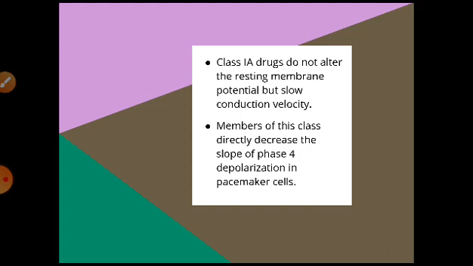Class 1A drugs do not alter the resting membrane potential but slow conduction velocity. So here a little more clear information is given that these drugs are not changing the resting membrane potential, right? But they slow down the conduction velocity. Members of this class directly decrease the slope of phase 4 depolarization in pacemaker cells. Right, so this point is directly indicating the slowing down, or what is called increasing the refractory period.